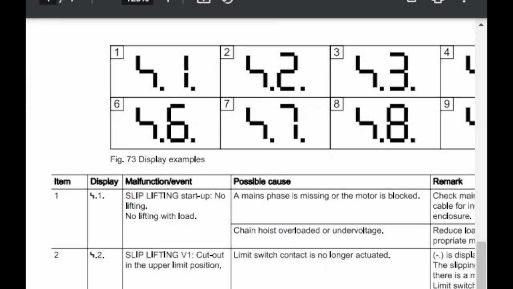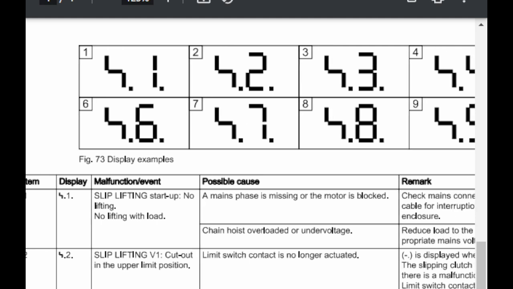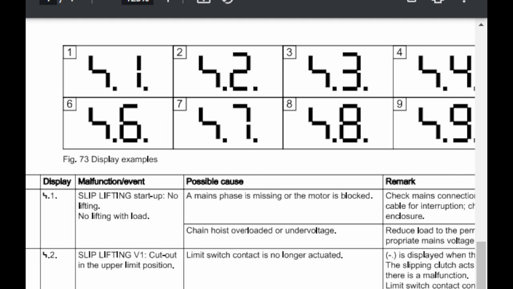I got the schematic and printed out what I needed, and I found the fault code in reference to lightning bolt 1. From the manual, lightning bolt 1 is slip lifting, startup, no lifting. That's the fault, no lifting with load, though this actually has no load on it. Reading more into it, it says a main phase is missing or the motor is blocked, the chain hoist is overloaded, or under voltage. I had actually checked the voltage and verified that all that is good.